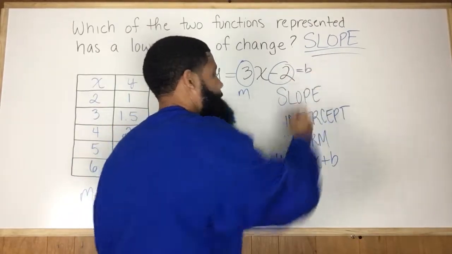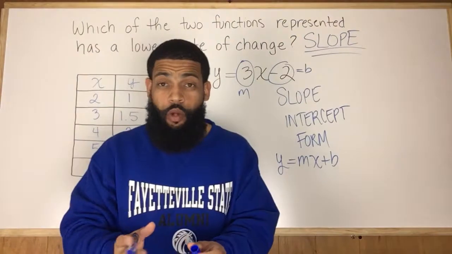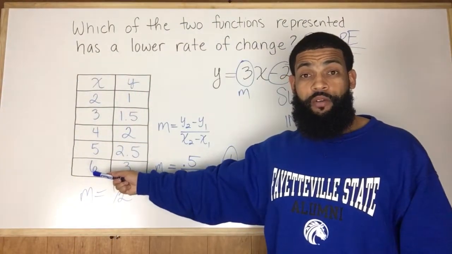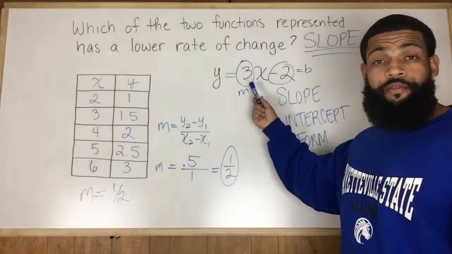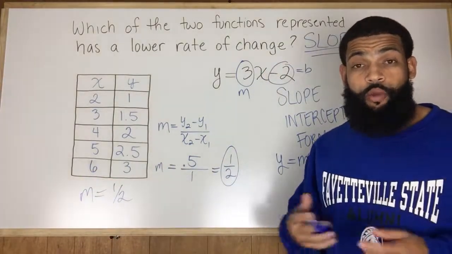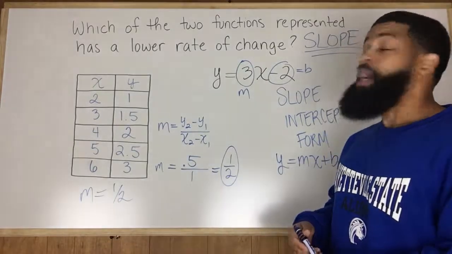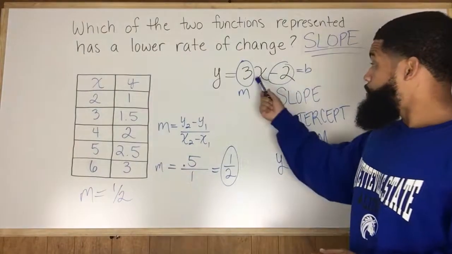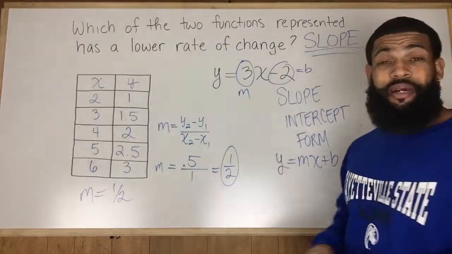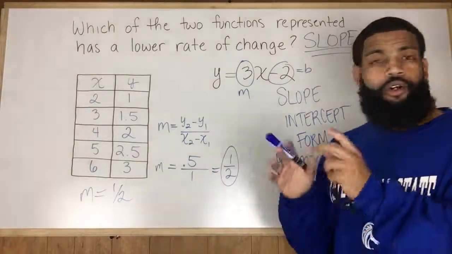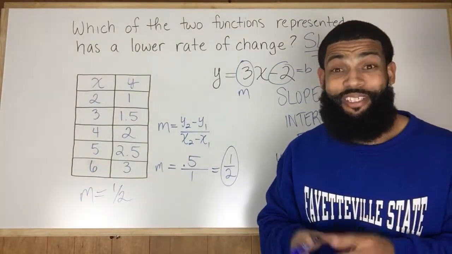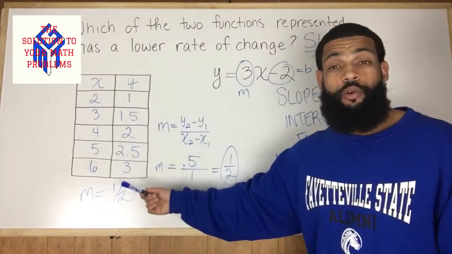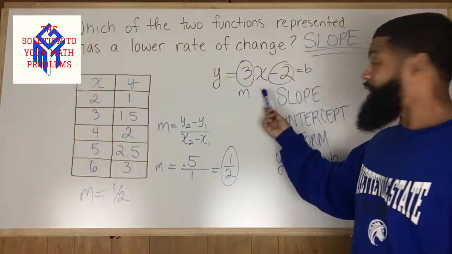This is b. We're trying to compare the slopes of these two, and notice this function has a slope of 1/2. This function has a slope of 3, or rate of change of 3. As we can see, the answer to this question... I'm sorry, I totally messed that up. It's asking which one has a lower rate of change. So this function right here has a lower rate of change because 1/2 is less than 3.